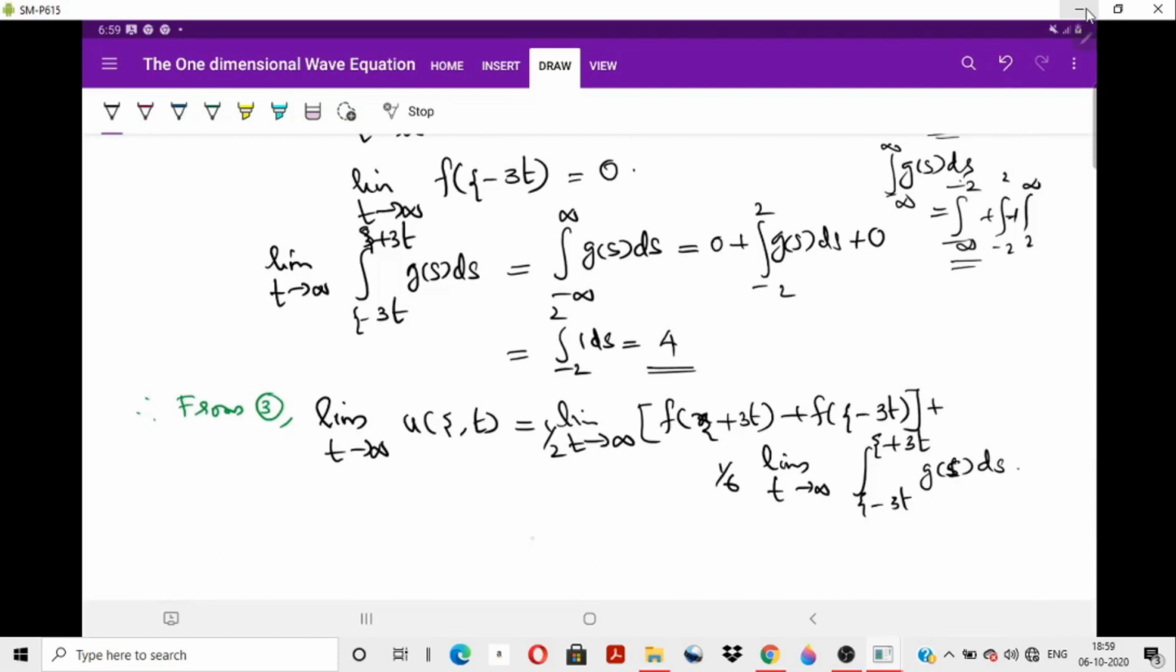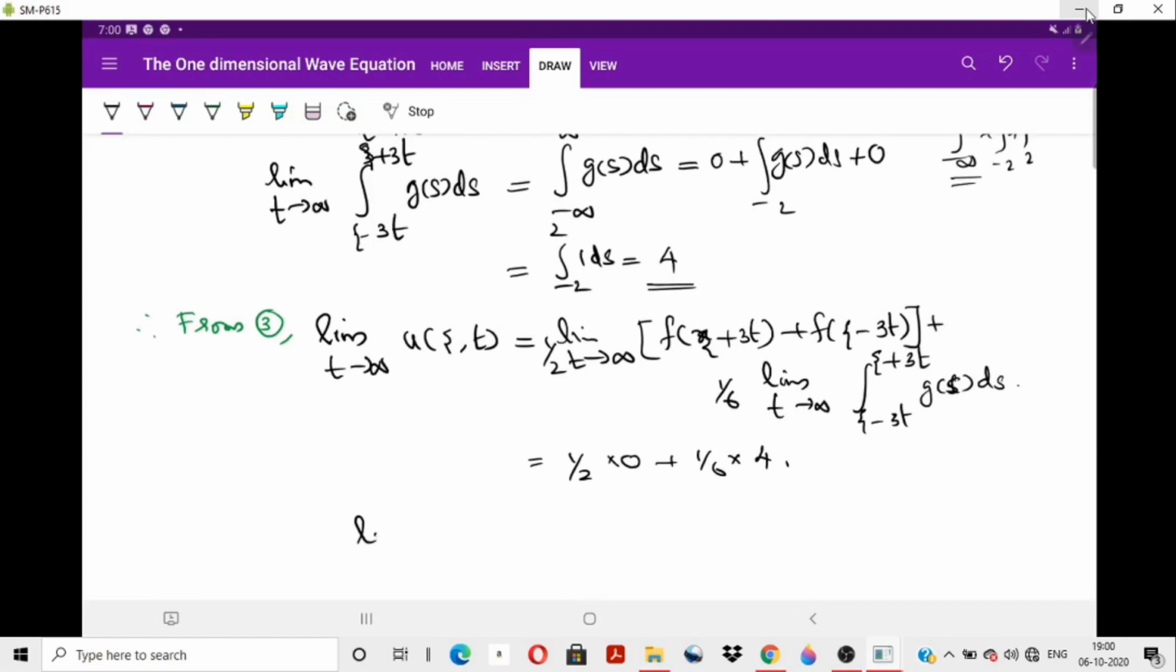ds. So this is equal to 1 by 2 into, first one is 0, limit t tends to infinity f of theta plus 3t is 0, and similarly limit t tends to infinity f of theta minus 3t, plus 1 by 6 into limit t tends to infinity, that integral we obtained as 4. So this is equal to 1 by 6 into 4, or limit t tends to infinity u of theta t is equal to 4 by 6, that is 2 by 3.